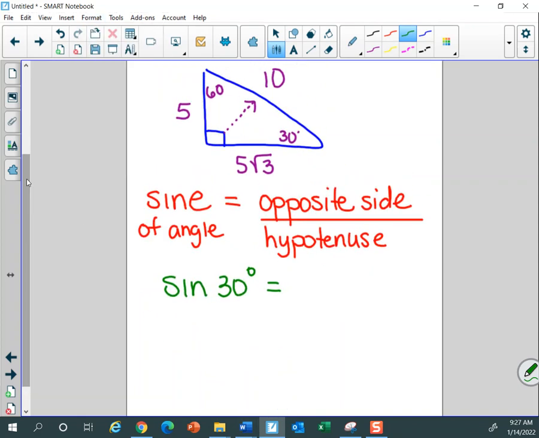So in this particular triangle, if I'm looking at the 30-degree angle, the sine ratio for the 30-degree angle would be the 5 over the 10, which we can simplify to 1 half.